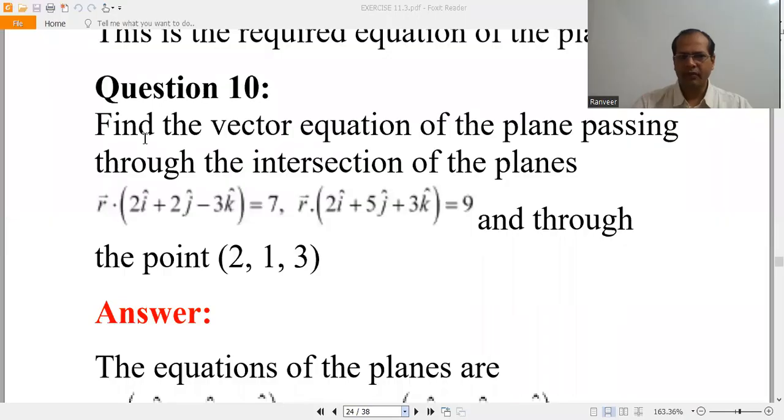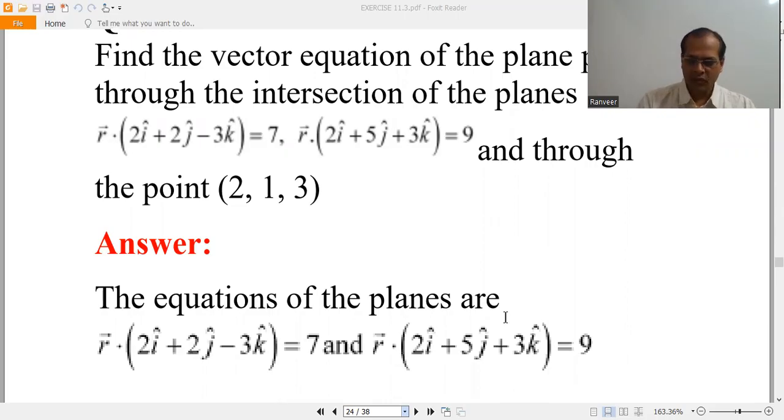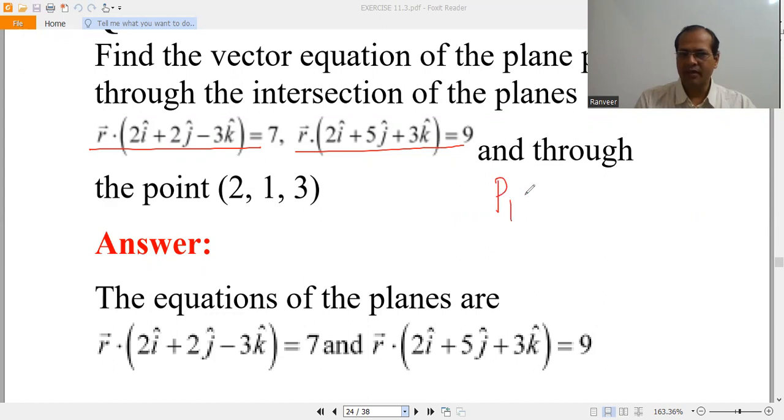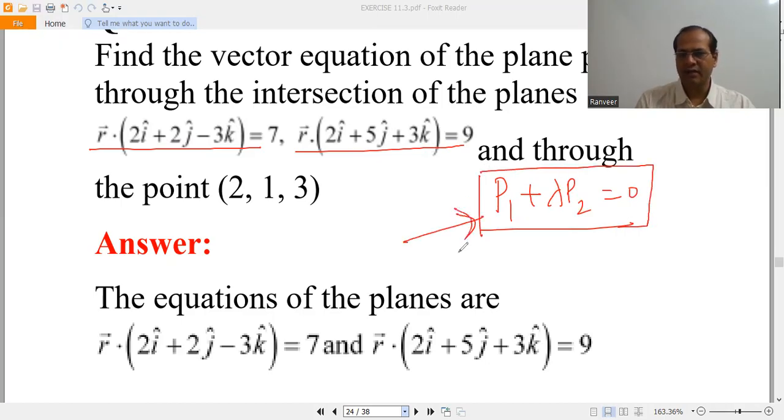Question number 10. Find the vector equation of the plane passing through the intersection of the planes. So two planes are given in the vector form. In the last question, it was given in the Cartesian form, so there also the same concept applies. Suppose one plane P1 plus lambda P2 equal to 0. So both in the Cartesian or in the vector form, we will apply the same equation.